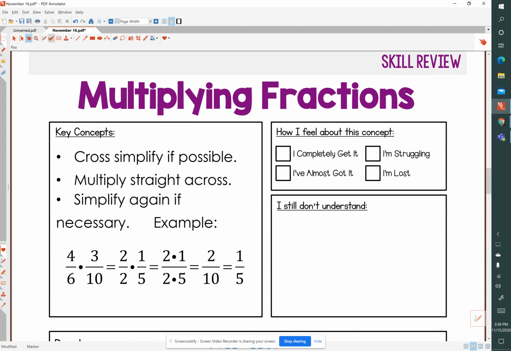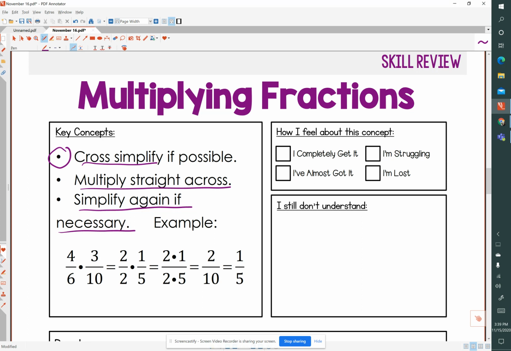So we've got three distinct steps. We've got to cross simplify, if possible. I'll show you what that is. We will multiply straight across and then simplify again if necessary.